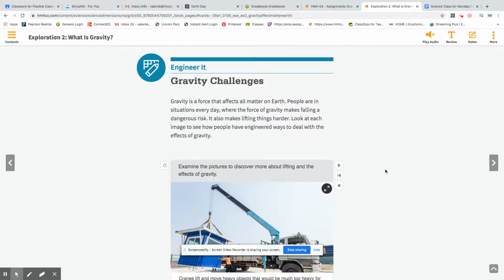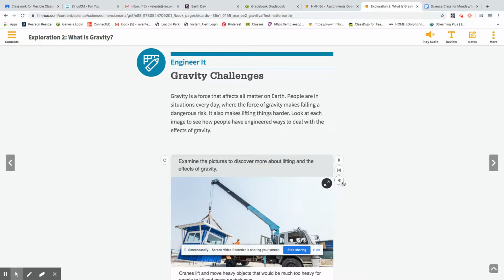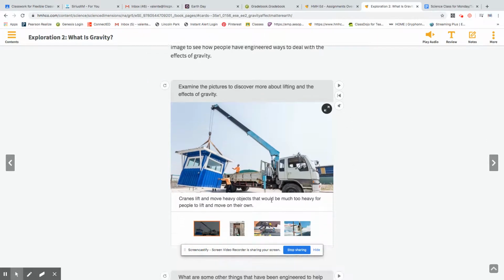And then engineer it. Gravity challenges. Gravity is a force that affects all matter on Earth. People are in situations every day where the force of gravity makes falling a dangerous risk. It also makes lifting things harder. Look at each image to see how people have engineered ways to deal with the effects of gravity. So you've got to see each picture.